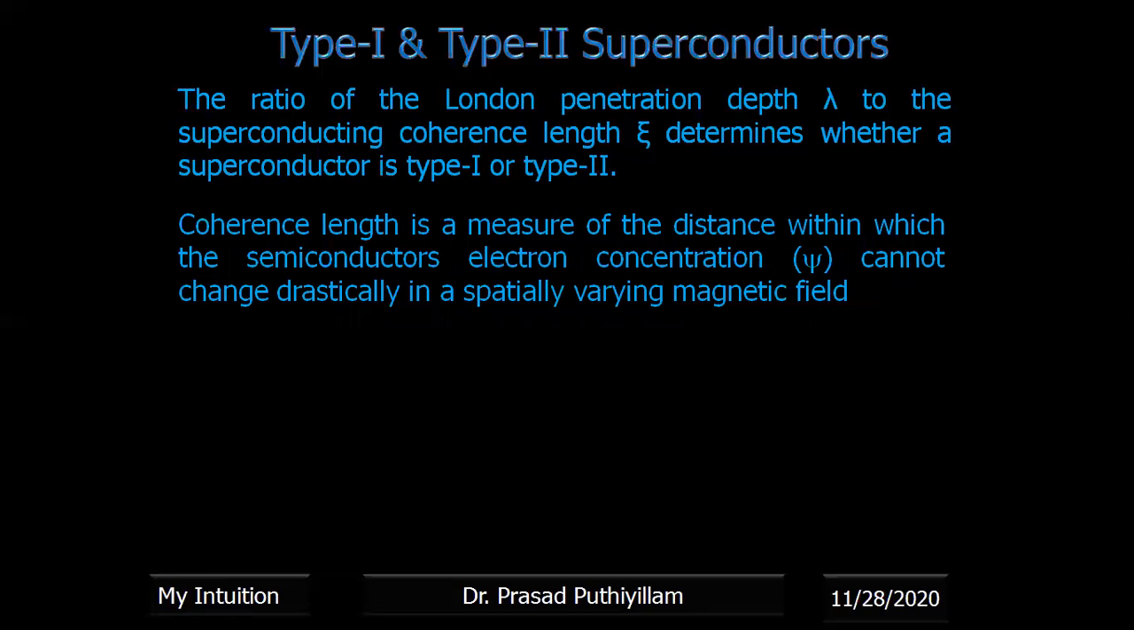Coherence length is the measure of the distance within which the superconductor electron concentration, which we represent with this symbol, cannot change drastically in a spatially varying magnetic field. That means the extent to which the electron concentration in the superconductor will not be affected by the external magnetic field is known as the coherence length.